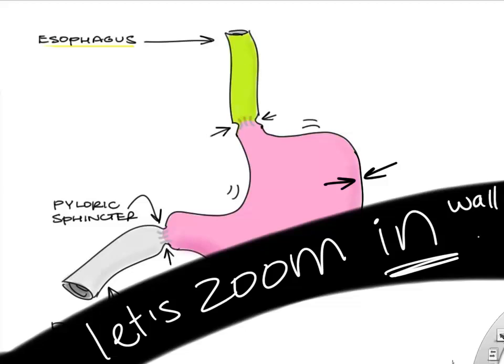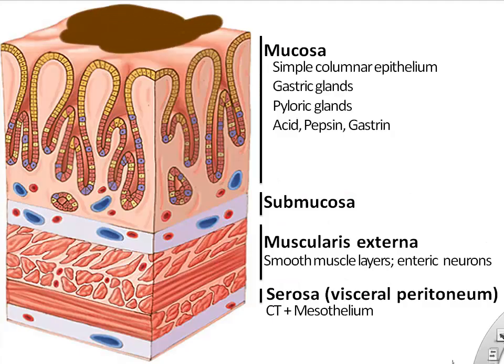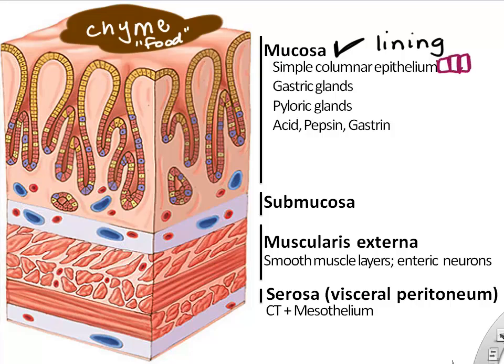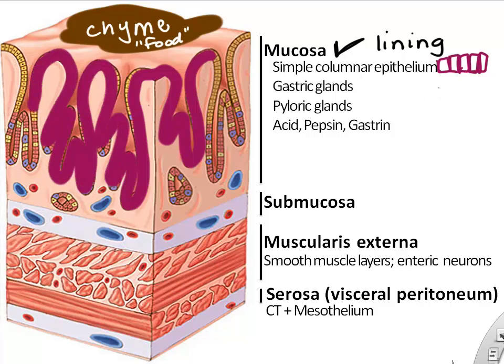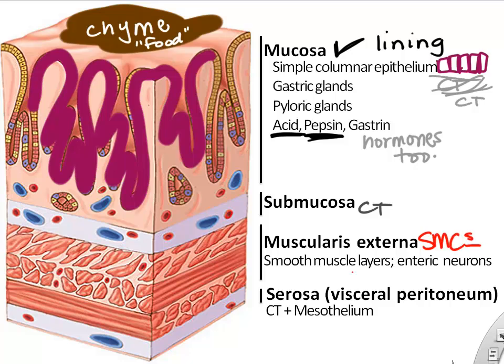So let's zoom in on the stomach wall a little bit. Again, we see the layers we learned earlier, right? We've got our food up there. So the first inner layer of the wall of our stomach is the mucosa, and it has the simple columnar epithelium, which we're showing here in purple in outline. That simple columnar epithelium is supported by connective tissue, which makes up our mucosa. And those little cells in there are going to make things like the acid and the pepsin.